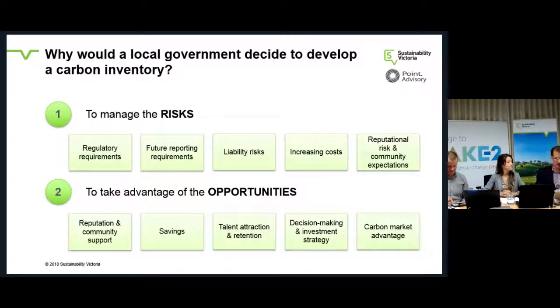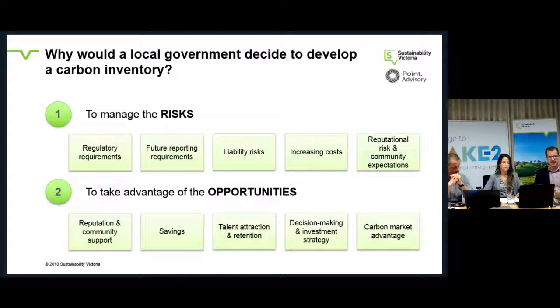Great. Okay, so a valid question to ask would be, why would a local government decide to develop a carbon inventory? I guess you are all attending this course, so hopefully you're reasonably convinced of the merits of developing a carbon inventory already. But some of the reasons that you may not have thought of are on this slide here. There are two broad categories: on the one hand, you would develop a carbon inventory to manage risks, and on the other hand, to take advantage of opportunities.